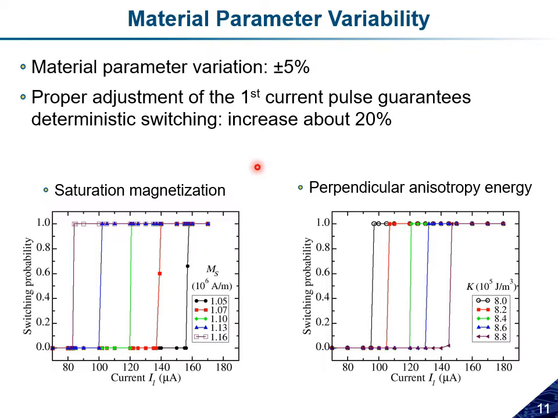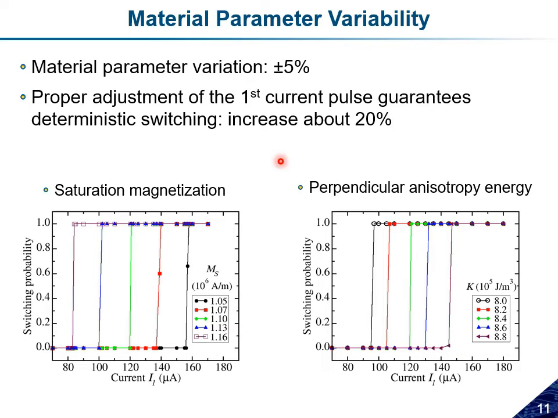And we found that the current of the first pulse, here given by I1, has to be adjusted, and in this case it means that this first pulse current has to be increased to account for this variation of either the magnetization saturation or the anisotropy energy. This increase was about 20% to guarantee deterministic switching of all cells across this variability space.